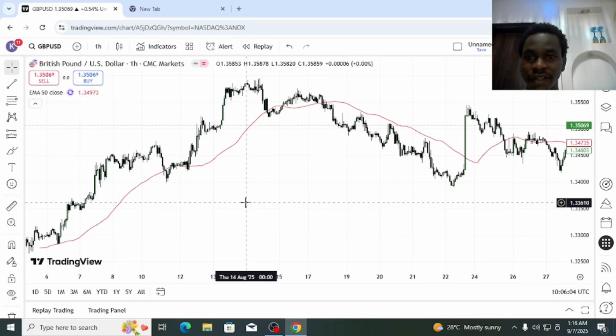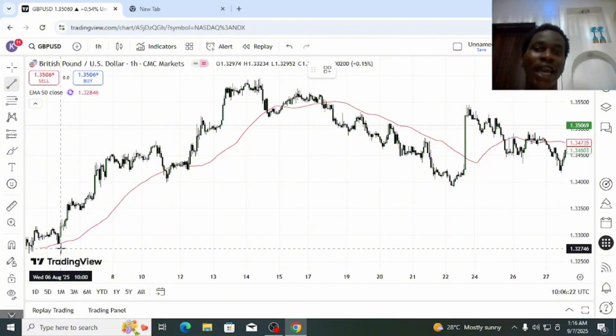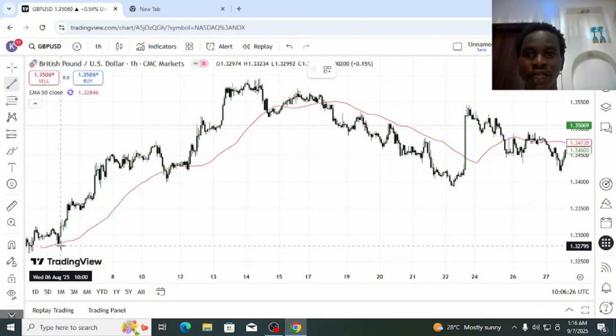First of all, I have to pick my trend line. Then I will take my trend line from the higher low that is at the bottom to the higher low that is at the top. So this is a higher low. The higher lows and the higher highs, as we know, are part of the uptrend characteristics in the market.